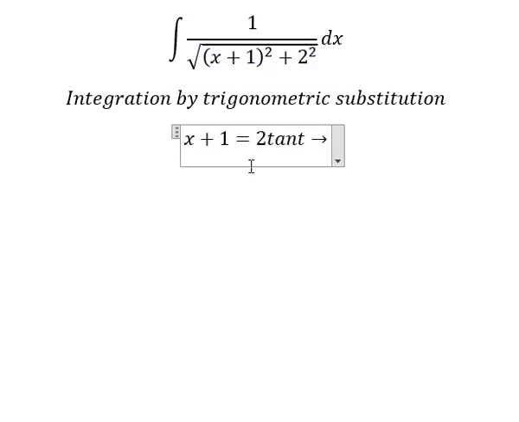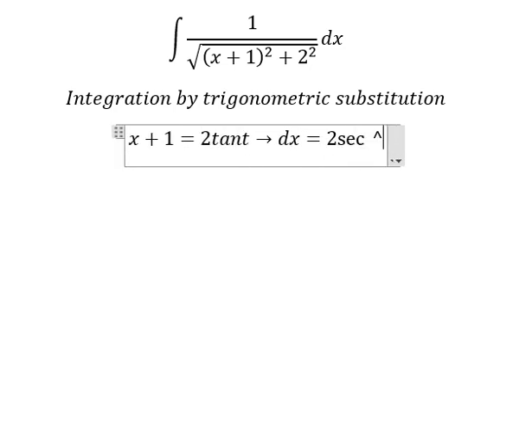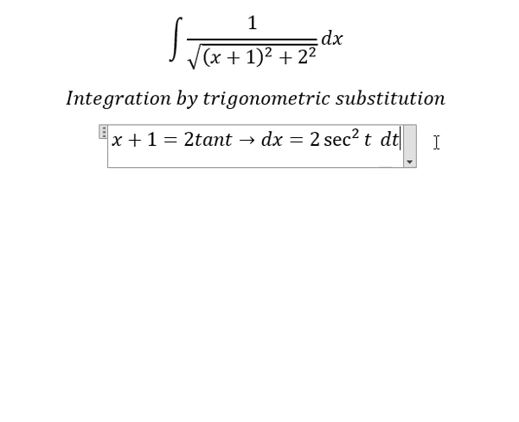Next, we need to do first the derivative for both sides. This one we have number 1. This one that is about number 2 secant of t square dt. This one that is about the constant, so you got number 0.